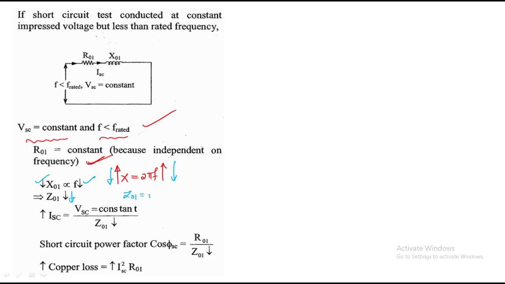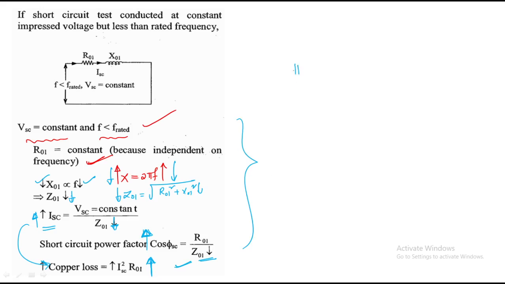Ultimately, Z01 equals the square root of R01 whole square plus X01 whole square. This decreases, so obviously the impedance also decreases. What about short circuit current? It is short circuit voltage by impedance. The voltage is constant, and the impedance decreases, so ISC increases. What about copper losses? Copper losses also increase because of the current. Like that, the short circuit power factor also increases because the impedance decreases. So like that, we are going to get the different cases.